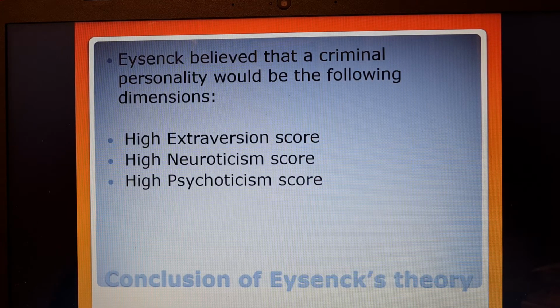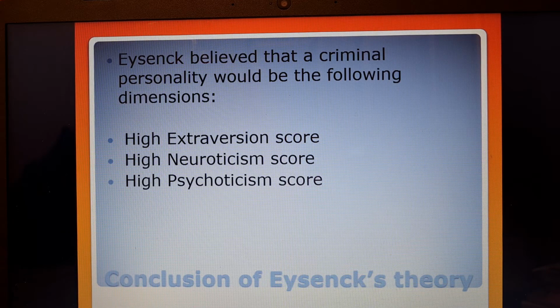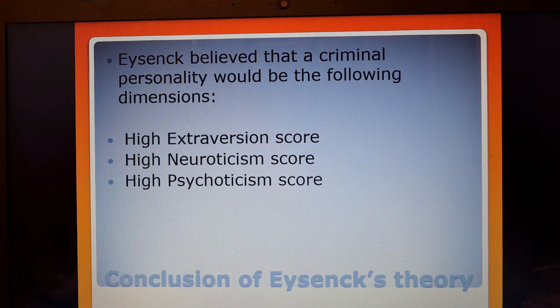What Eysenck is basically saying is that somebody with a high extroversion score, high neuroticism, and also high psychoticism is most likely to show criminal behaviors. So by carrying out an inventory, a questionnaire, to work out extroversion, neuroticism and psychoticism scores, we can almost work out what particular criminal characteristics a person may have.